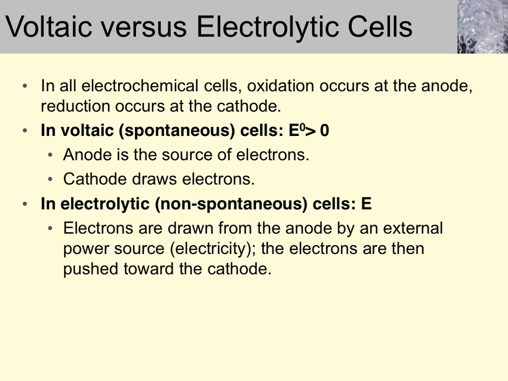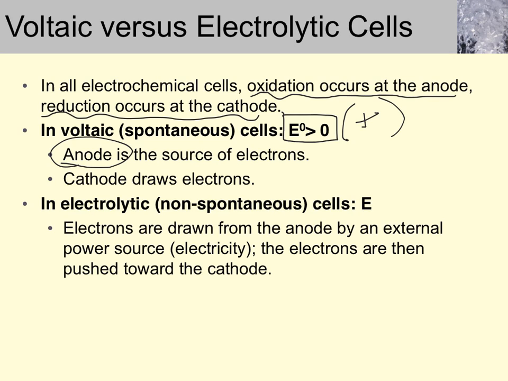First of all, the little mnemonic we've learned, "an ox chased a red cat," still holds true. Oxidation still occurs at the anode in the electrolytic cell. Reduction still occurs at the cathode. In a spontaneous cell, of course, the E cell value, the voltage for the standard cell, is always a positive value. And the electrons start from the anode in a spontaneous cell. Remember, A goes to C, anode to cathode.